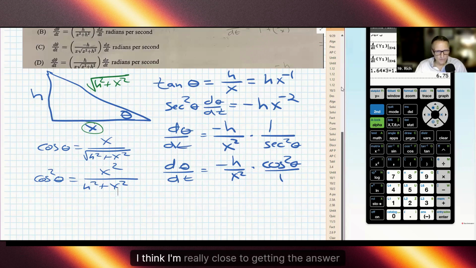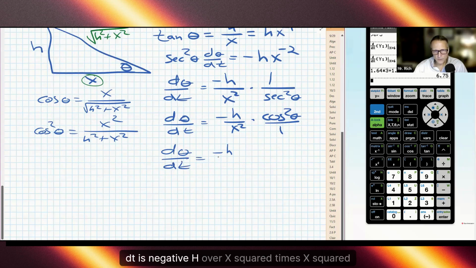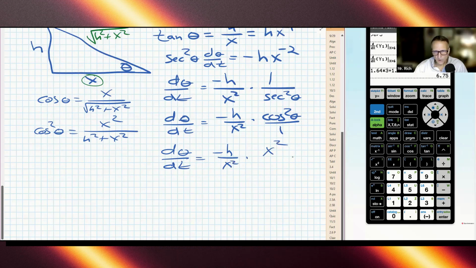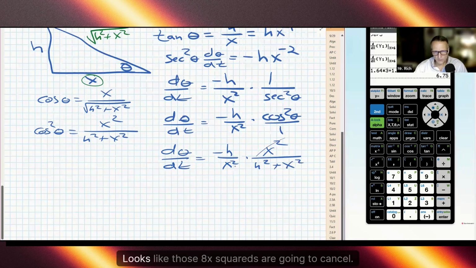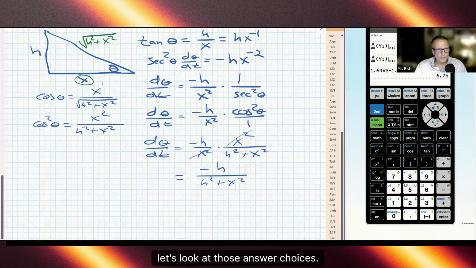So now I think I'm really close to getting the answer that I want here, because I'm going to say d theta dt is negative h over x squared times x squared over h squared plus x squared. Looks like those x squareds are going to cancel. It should leave me h squared plus x squared. All right, let's look at those answer choices.